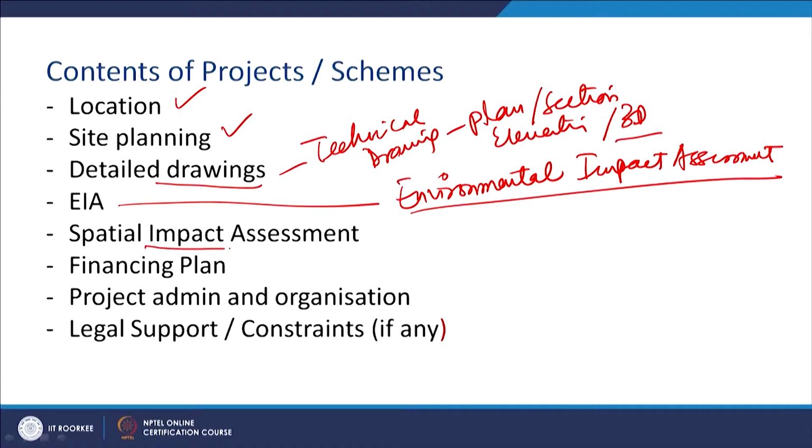Then spatial impact assessment could be required for some projects. Financial plan, project administration or organization, how the project will be implemented, and legal support and constraints. So, at the project level, these contents will be there for every project report or the DPR. So, if you have seen any DPR, again go through the contents of the DPR and see very minutely. Definitely we will share some reference materials so that you understand better. So, with this I conclude today's lecture.